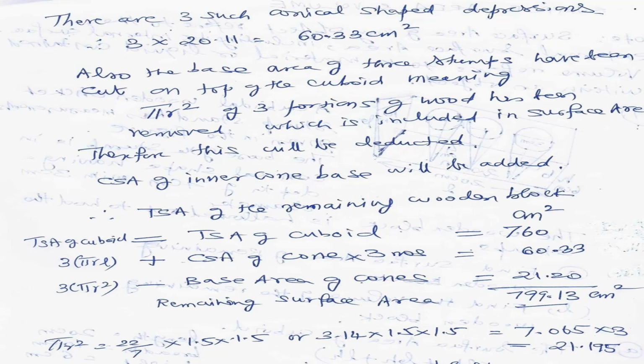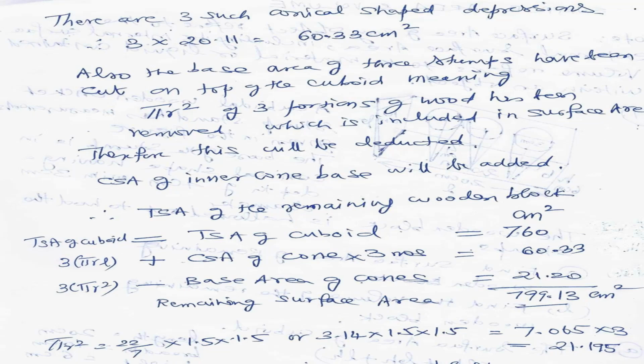Therefore, the total surface area of the wooden block is the total surface area of cuboid 760 centimeter plus 3 into pi RL, curved surface area of 3 cones, that is 60.33 centimeter squared, minus the base area of 3 cones, 21.20 centimeters. Surface area is 799.13 centimeters squared. The surface area of any object refers to the external surface area, including its internal surface area.